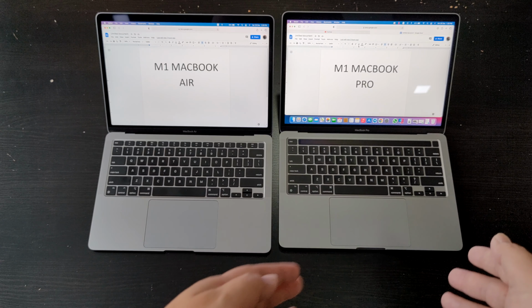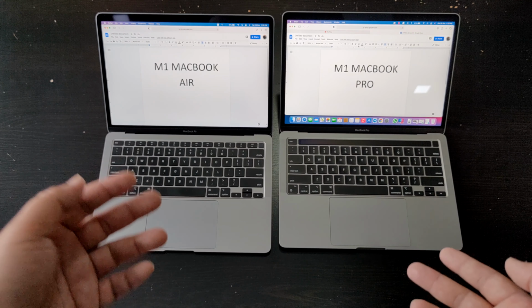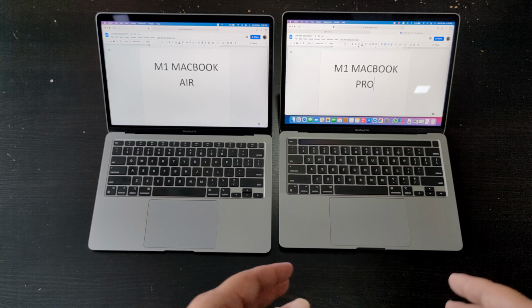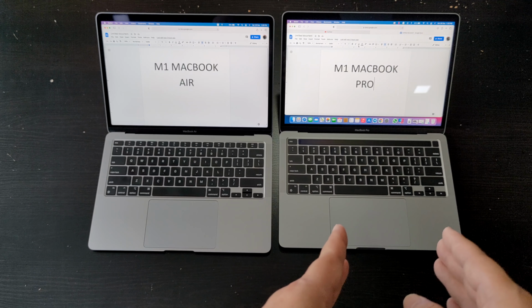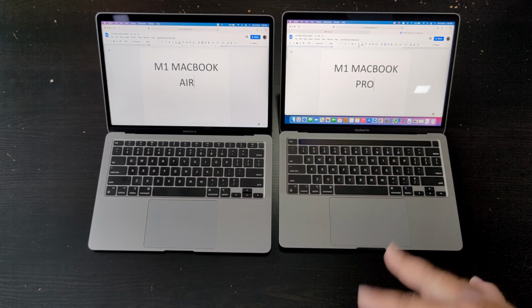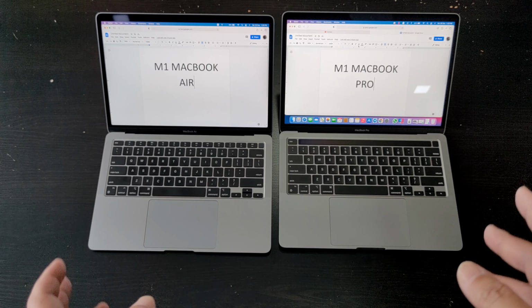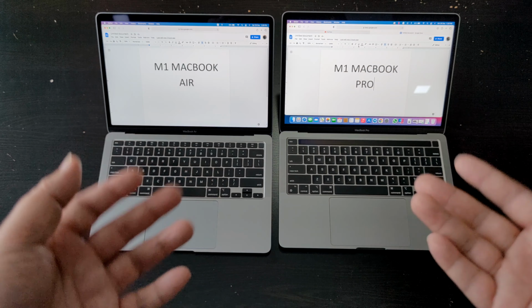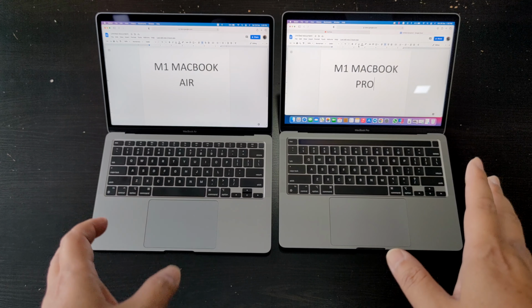Right, next I'd like to talk about the touchpads at the bottom right here. The MacBook Pro does come with a bigger touchpad compared to the MacBook Air. Personally, I do prefer a bigger touchpad, more real estate for my fingers to roam around. But in terms of responsiveness, sensitivity, and all that, they are both the same. Alright, so no difference on that.